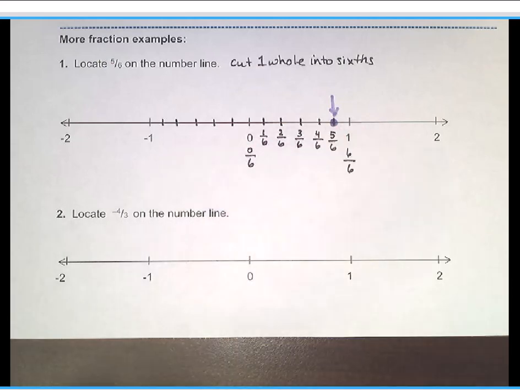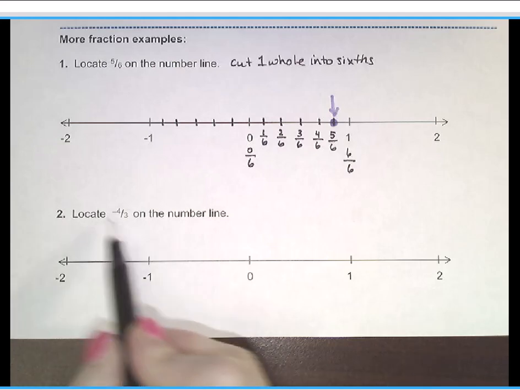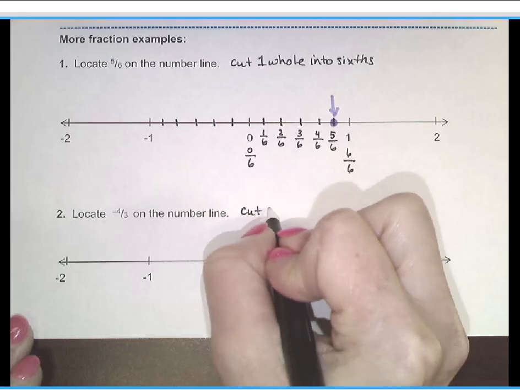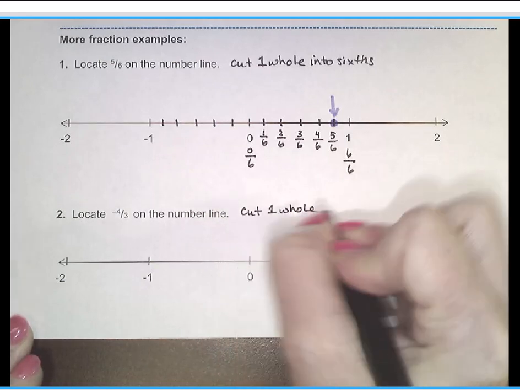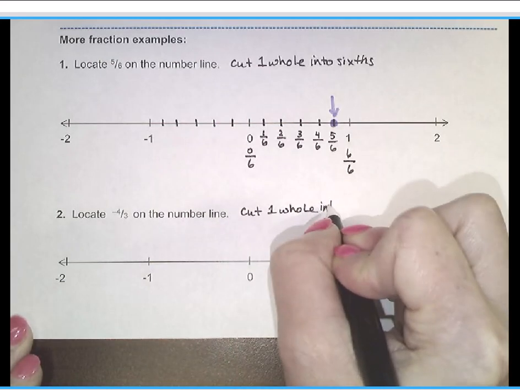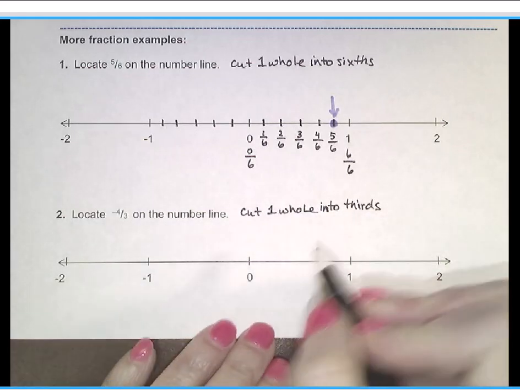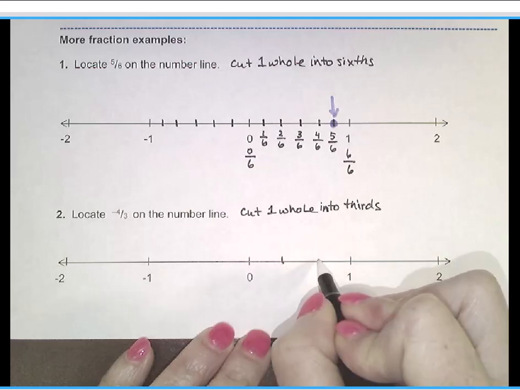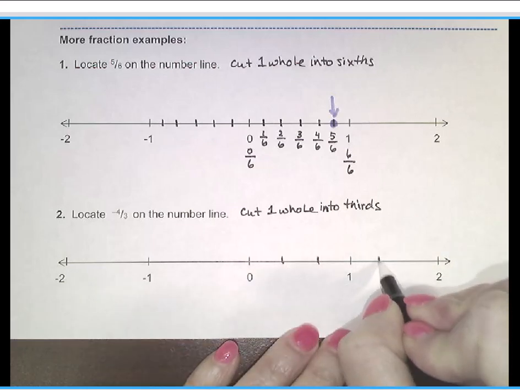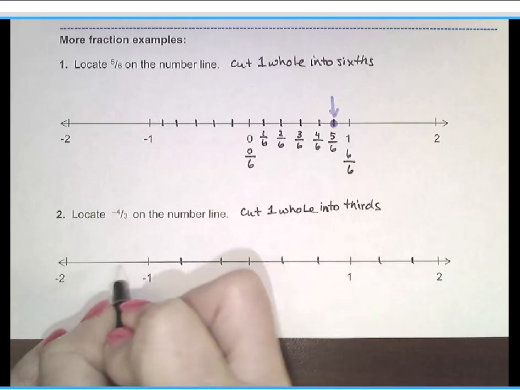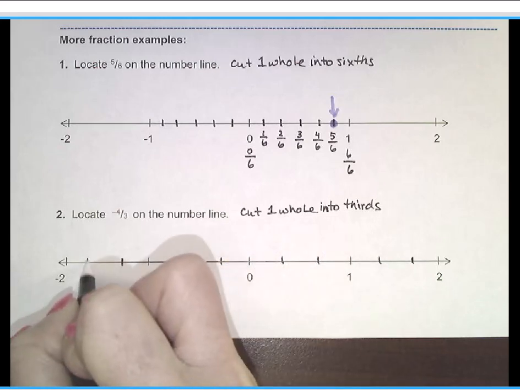So if we wanted to find -4/3, the family of fractions we'd be talking about there would be thirds. So we would cut one whole into thirds. And again, you would do this for the entire number line. So there's thirds, and then cut these into thirds, and cut these into thirds. You'd have to cut all of them into thirds.